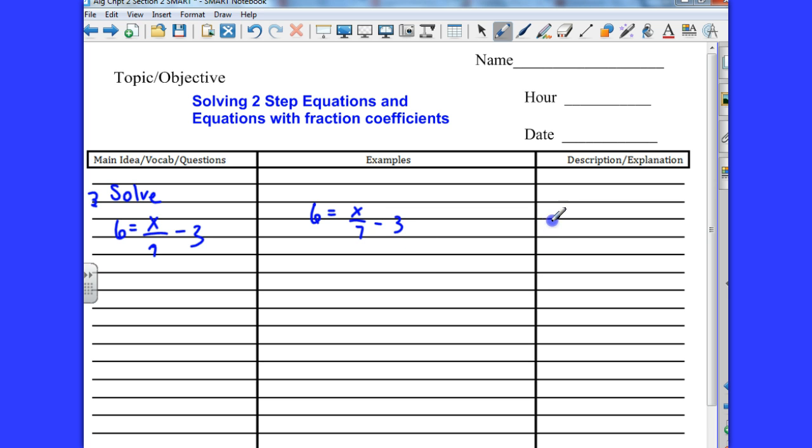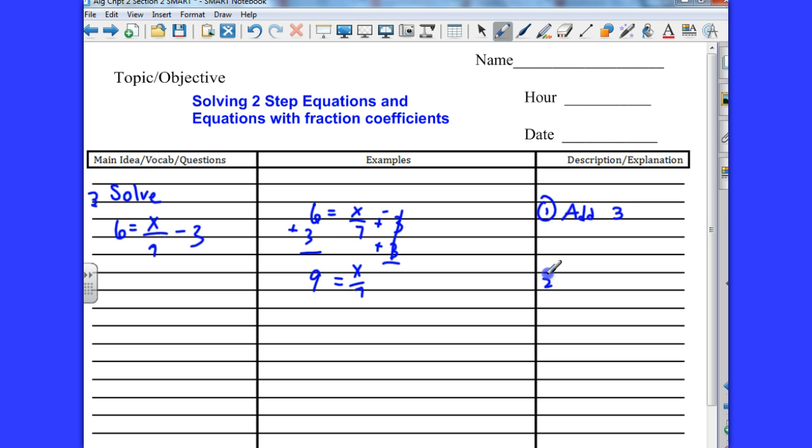All right, so step 1, you want to undo the addition, right? So I'm going to add 3. Okay, we always undo the addition first. And again, I like to think of this minus 3 as the same thing as plus negative 3. So I'm going to add 3 to this. And you have to do it to both sides. Keep the equal sign lined up. 6 plus 3, 6, 7, 8, 9. Over here, that is 0, and you're left with x divided by 7. Okay, now you have 9 is equal to x divided by 7.